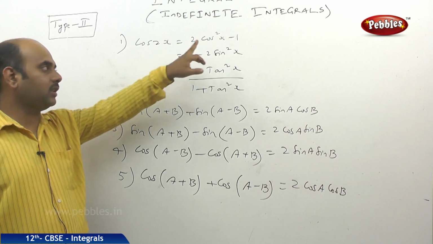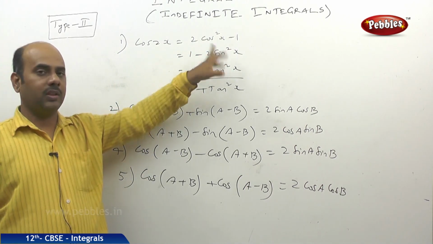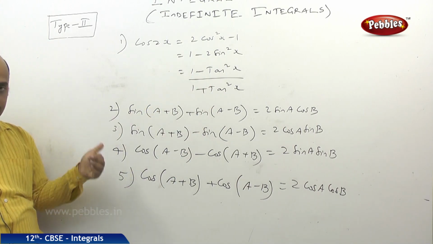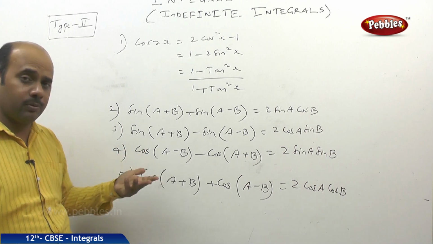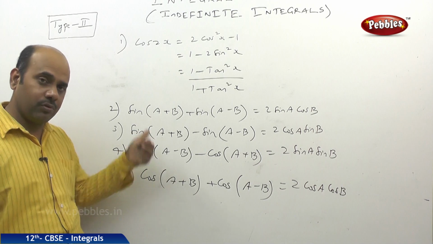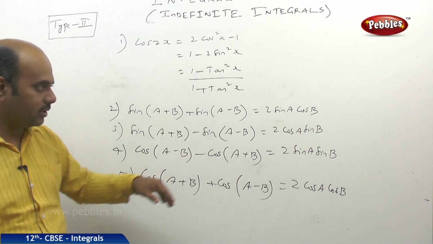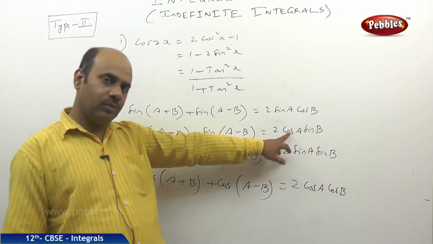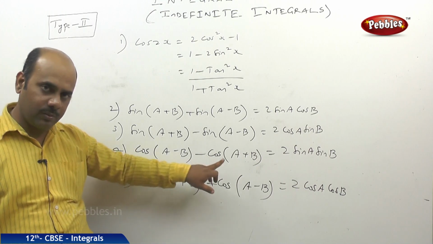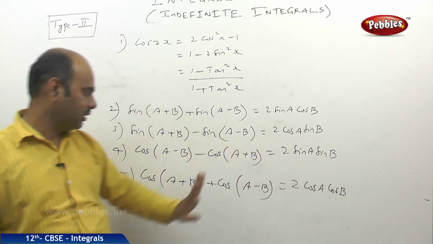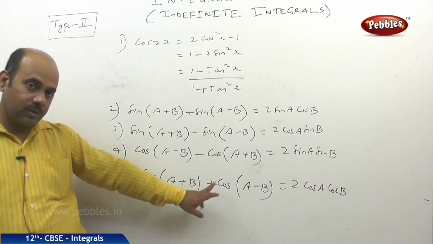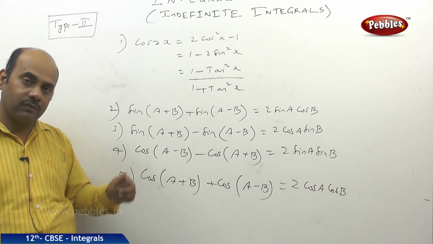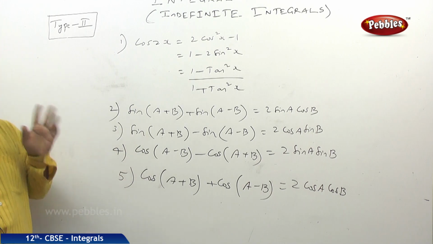Cos 2x is 2 cos square x minus 1, 1 minus 2 sin square x, 1 minus tan square x by 1 plus tan square x. And here you should remember, as many people might have forgotten, but now you should do it. Sin of a plus b plus sin of a minus b is 2 sin a cos b, and sin of a plus b minus sin of a minus b is 2 cos a sin b. And cos of a minus b minus cos of a plus b will be 2 sin a sin b. And here cos of a plus b plus cos of a minus b will be 2 cos a cos b. We shall be seeing some application of differentiation where these formulas are being used, right?